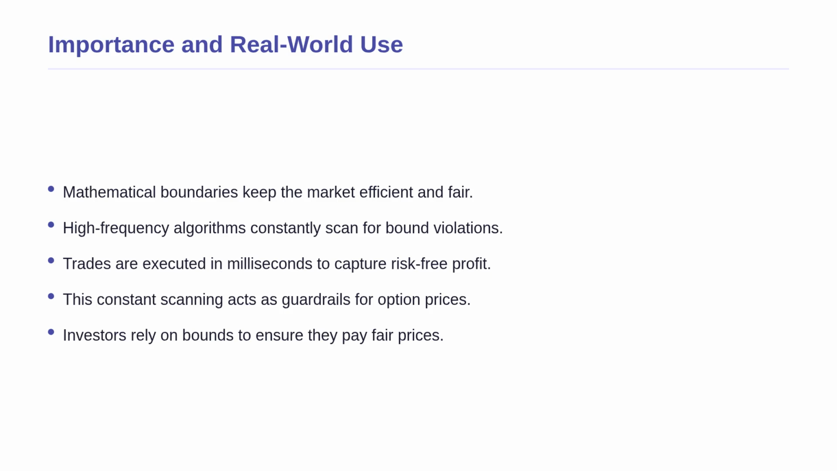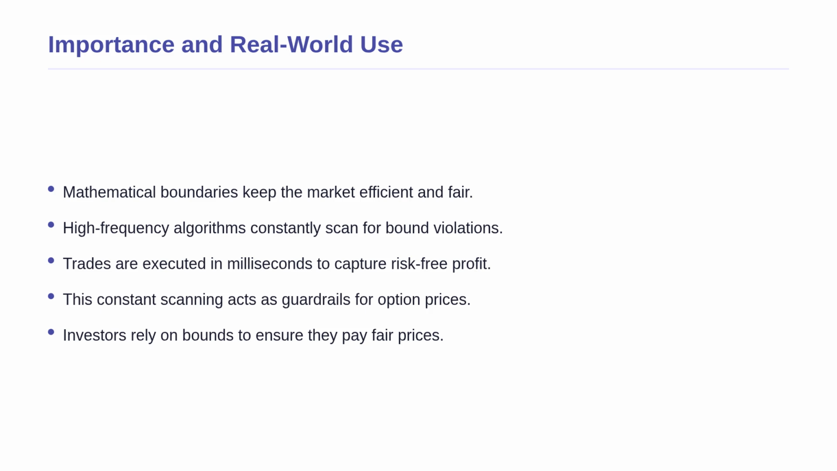We have seen how to calculate these bounds and spot arbitrage. But why do these mathematical boundaries matter so much in practice? In real-world trading, high-frequency computer algorithms constantly scan the market for options that violate these bounds. If a bank's computer sees a call option priced even a fraction of a cent below its lower bound, it will execute a trade in milliseconds to capture the risk-free profit. This constant scanning and trading is exactly what keeps the market efficient and fair for everyone else.